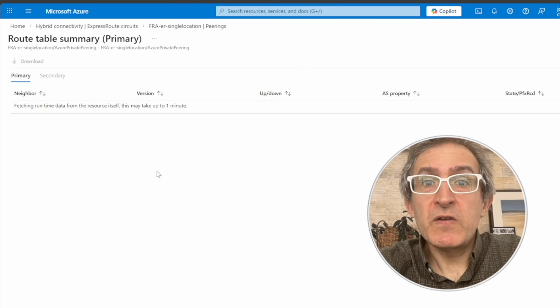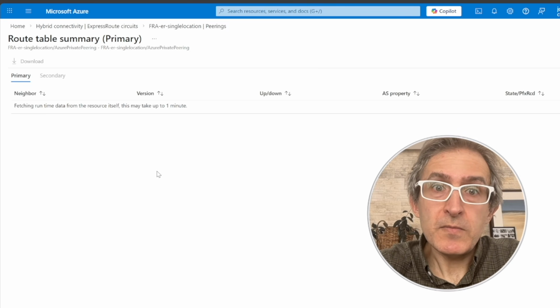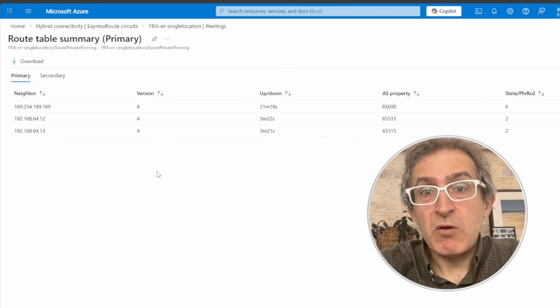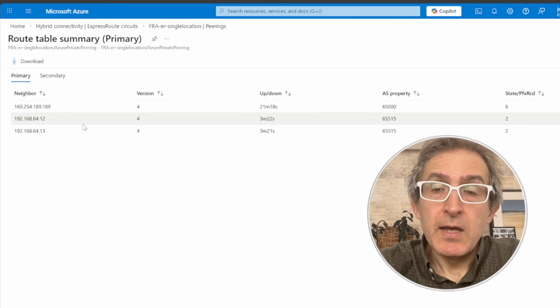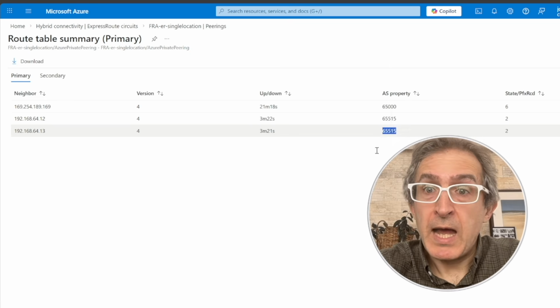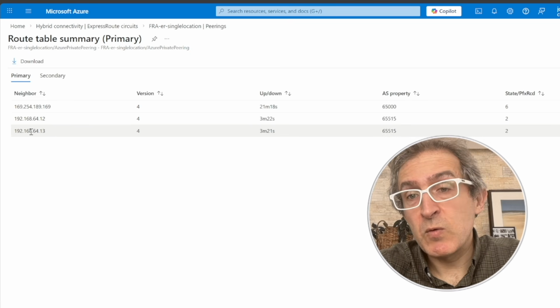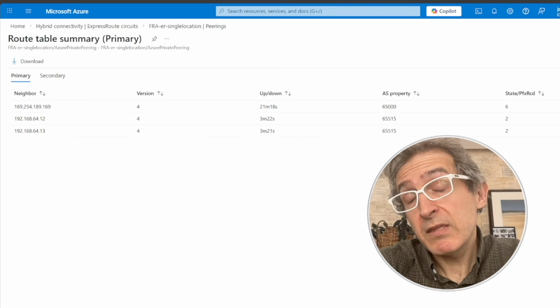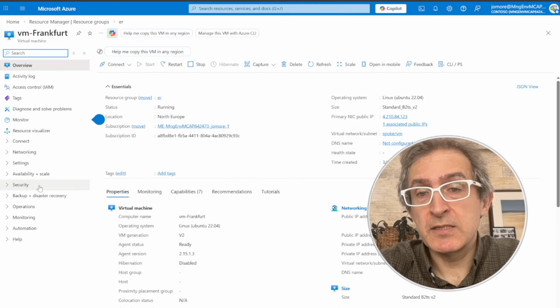You can also verify the BGP neighbors with the route table summary option. And we will see here now the two ExpressRoute gateways showing as BGP neighbor on the 65.515. We have our 65,000, which remember was the Megaport cloud router, and now the two ExpressRoute gateways. It's one ExpressRoute gateway, but it's two instances for resiliency.